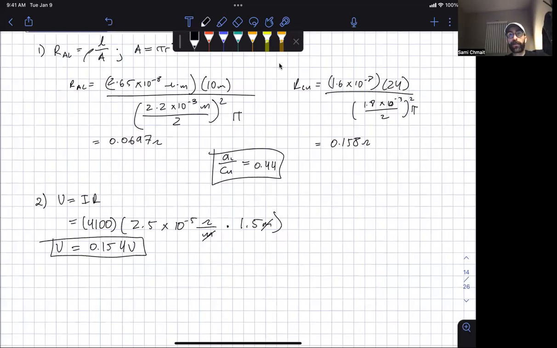So in question 3 now, or let me just say this real quick. Any questions on the first two? I'll pause the recording real quick.